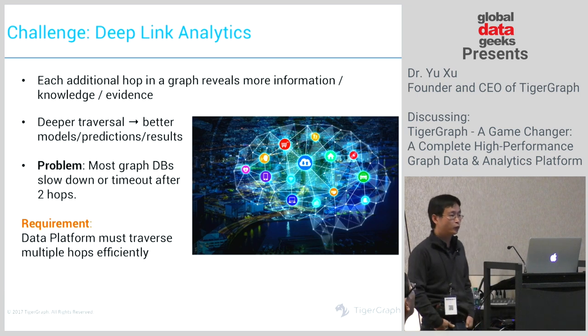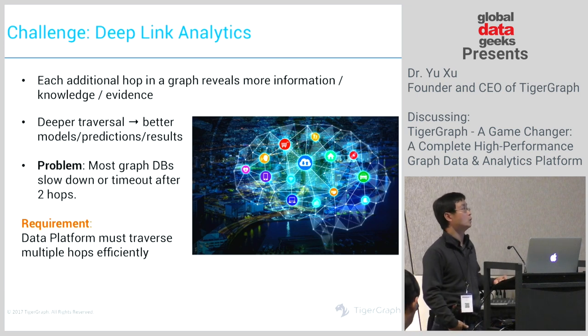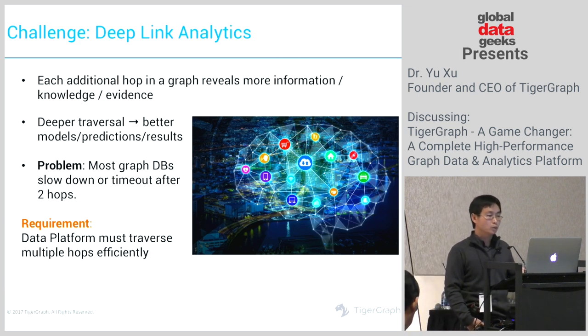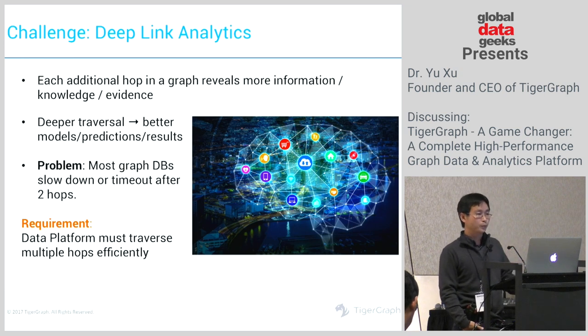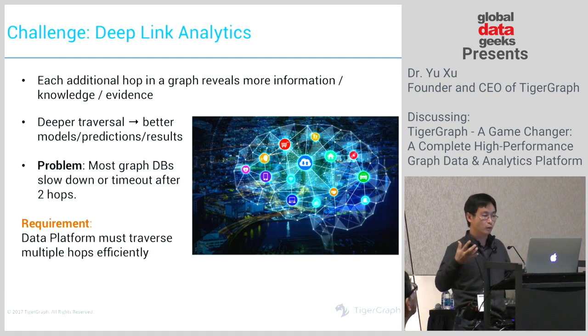Again, I think the most difficult thing is about the deep link, right? So you want to traverse the graph really efficiently and give back a lot of information. The more steps you can go, the more dots you can connect, the more meaningful query results might be, right?